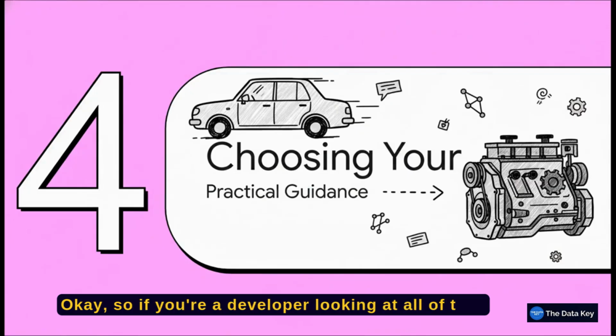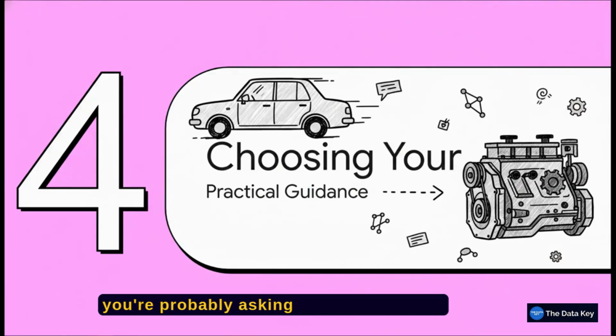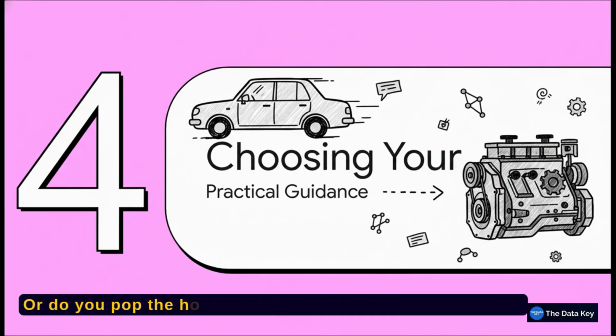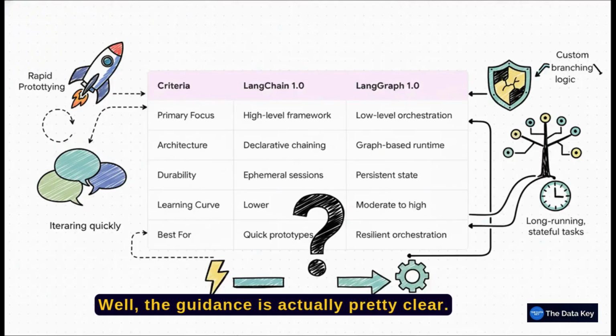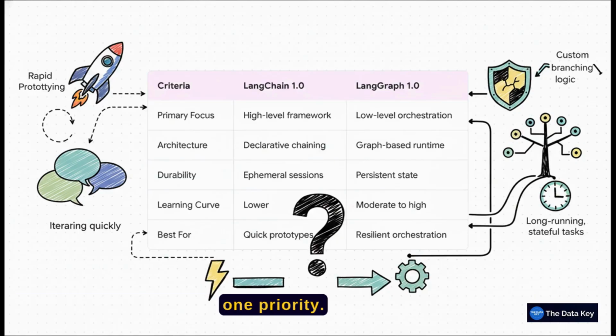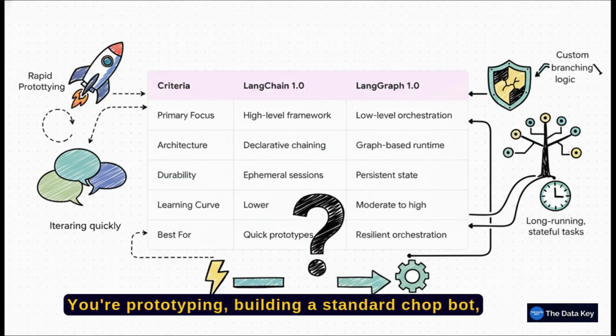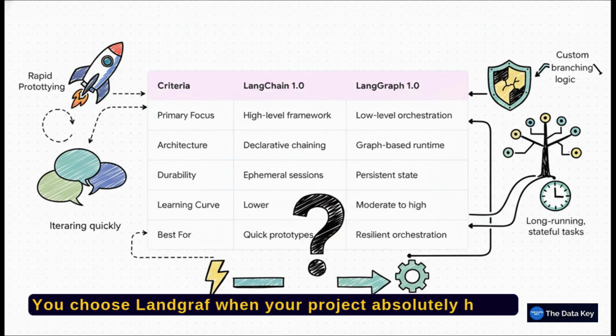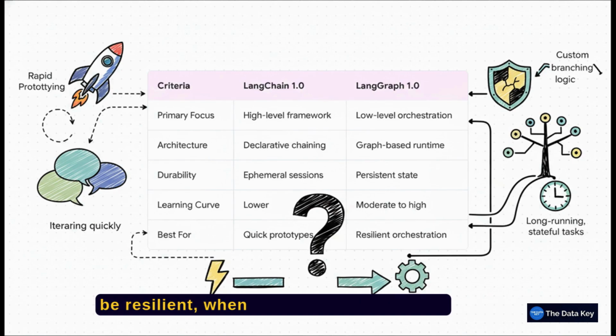Okay, so if you're a developer looking at all of this, you're probably asking, where do I start? Do you just hop in the simple car, or do you pop the hood and start tinkering with the engine? Well, the guidance is actually pretty clear. You're going to choose LangChain when speed is your number one priority. You're prototyping, building a standard chatbot, or you just need to iterate really fast. You choose LangGraph when your project absolutely has to be resilient, when you need custom logic, or when you need to orchestrate these long-running, complex tasks in a production environment.